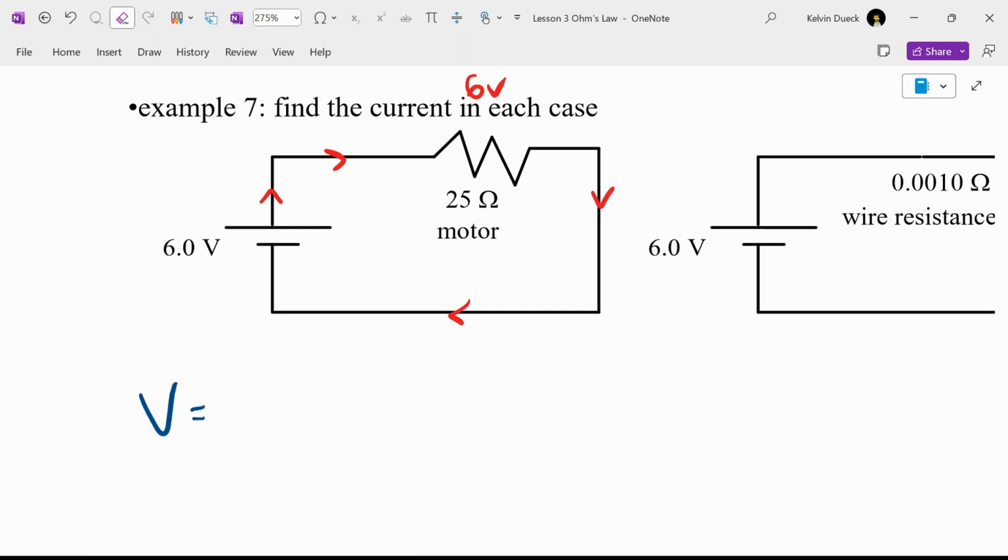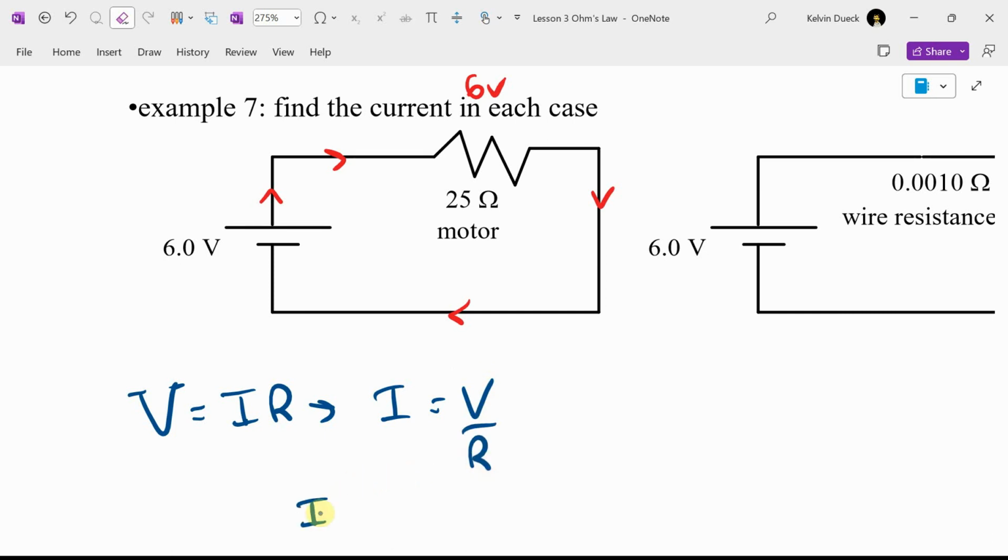Ohm's law says V equals I times R. Gibson, get the I by itself. Leave the I where it is. Move the R over. How? Yeah, it's going to be V over R.